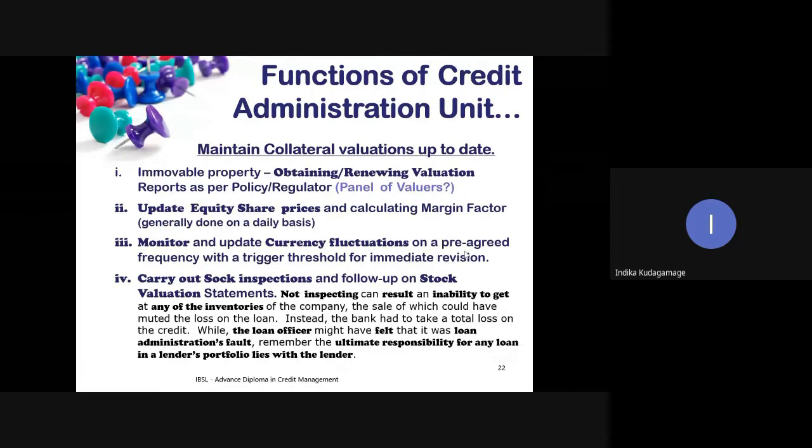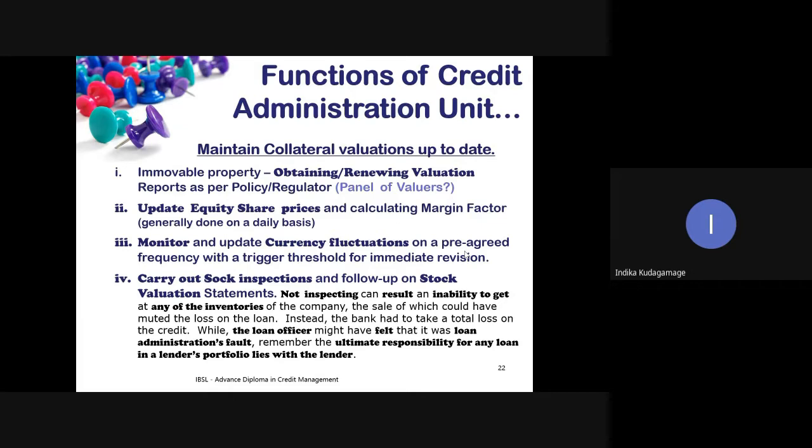Monitor and update currency fluctuation, again the same thing. So it is not only lending to normal customers, even Treasury is a part of our lending. So back office, mid office and the front office of Treasury, it is again broken. So 1 and 2 here are Treasury functions. Then the fourth one, carry out stock inspection.